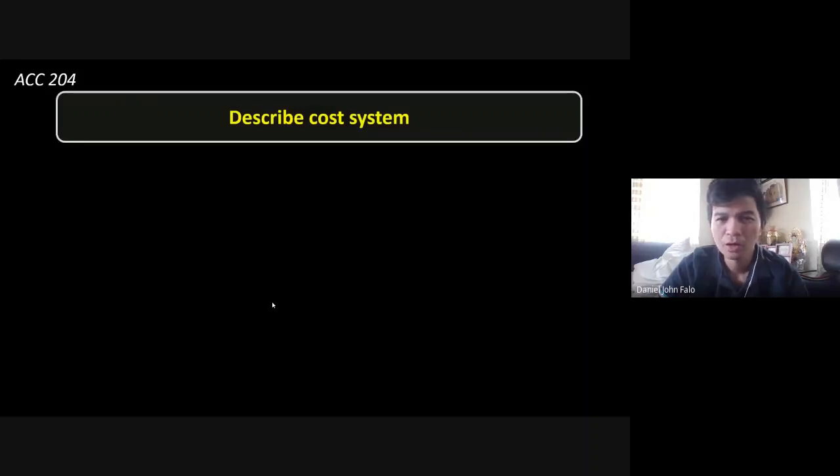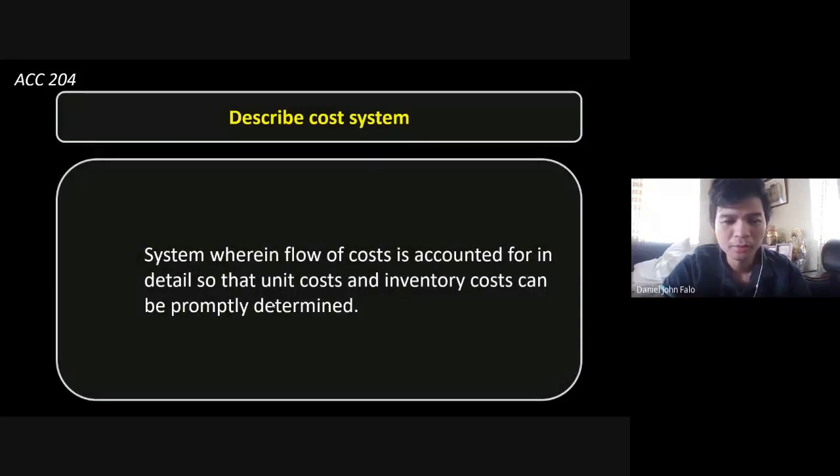Let's proceed to cost system. So, this system is wherein the flow of cost is accounted for in detail, so that unit cost and inventory cost can be promptly determined. So, in cost accounting, it is very important that the company has the cost system kasi it would facilitate the computation of the unit price or unit cost. So, it would also help the management to decide about their operations, for their production, as well as their manufacturing.